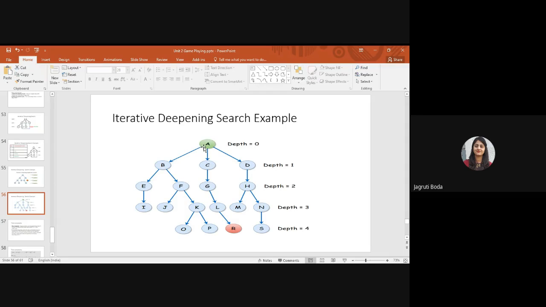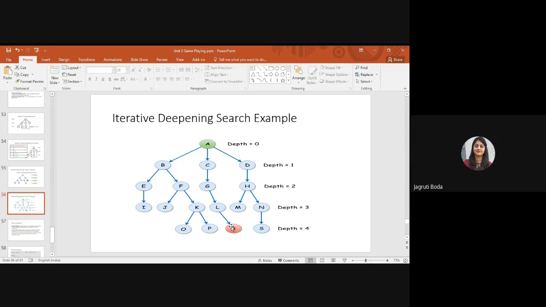You can see, now we come to A, because there is no goal state available in this exploration. Now we come to A. Then again we explore the next child of A, which is C. Now we come to the children of C, that is G, then L and R.